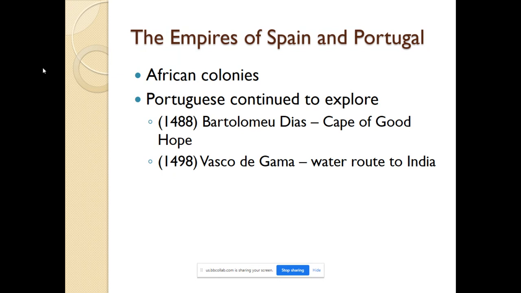That's the very southern tip of Africa. When Diaz crosses the Cape of Good Hope, it proves that you could sail around Africa. And then 10 years later, Da Gama proves that if you sail around the tip of Africa and cut across the ocean, you can get to India.